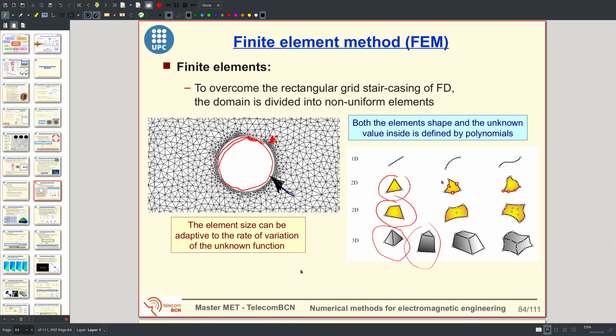And very importantly, I will tell this again in the next slide, but very importantly, both the value of the function f inside the element, and the boundary of the element, all of them are defined by polynomials using a systematic notation.